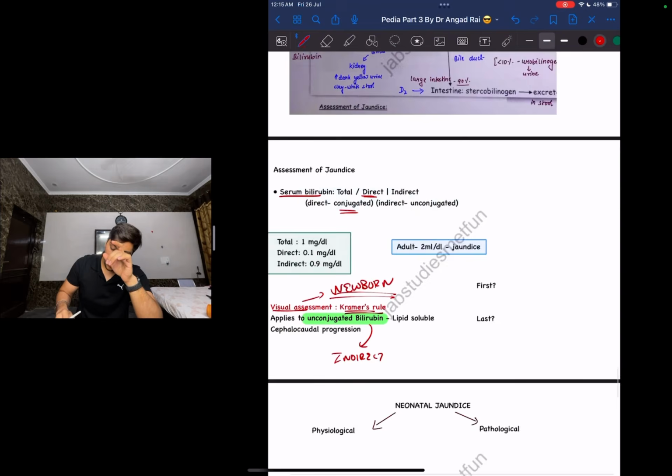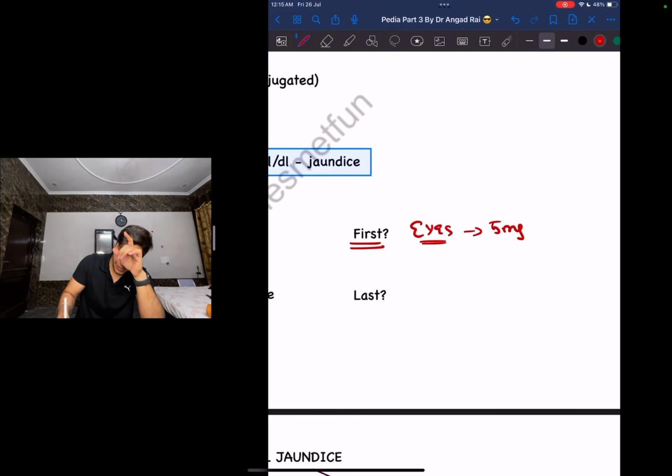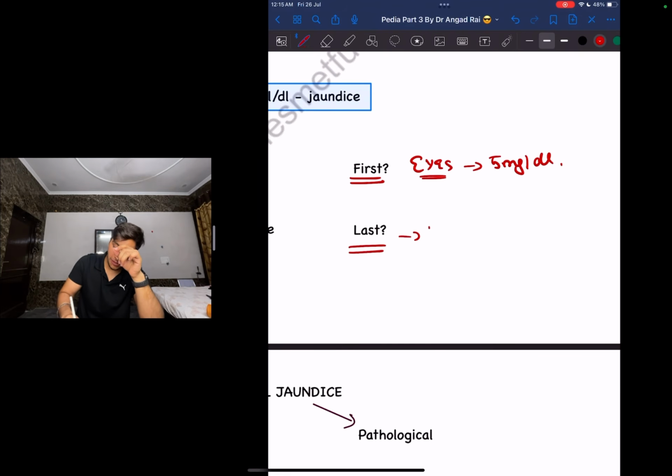Correct? Now, the first part to get involved is the eyes, as I said, it is a cephalocaudal progression. First will be your eyes, in babies at around 5 milligram per deciliter. The last to be involved is the periphery, that is the palms or soles. This is very dangerous. It is going to be more than 15 milligram per deciliter.